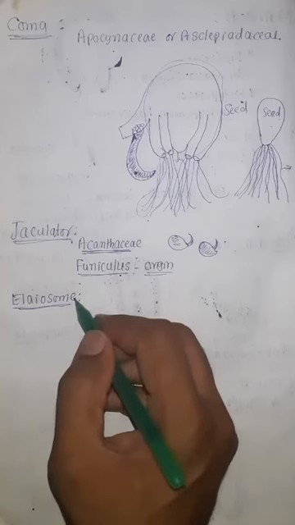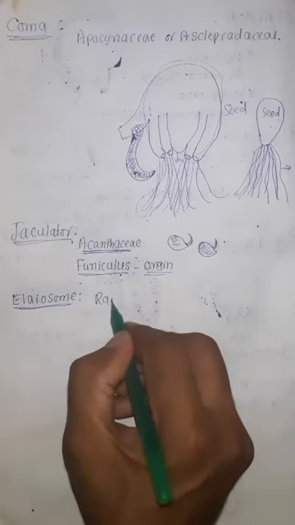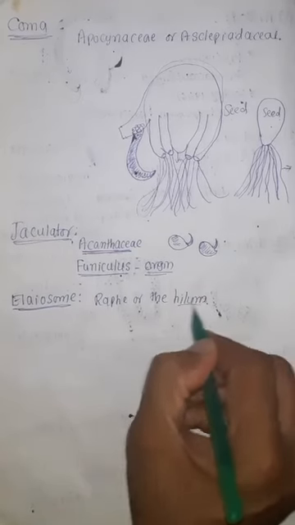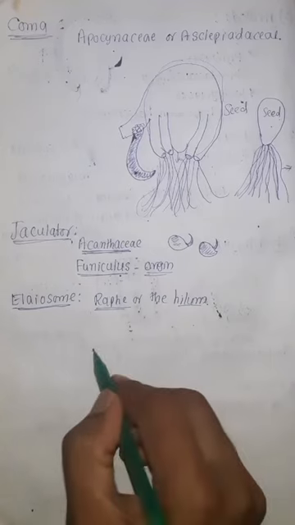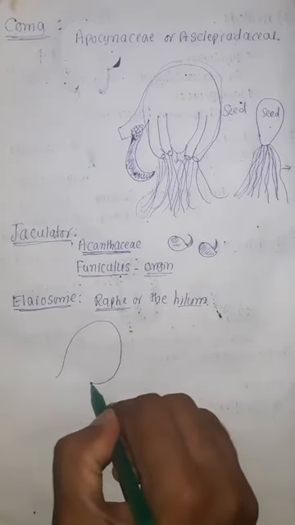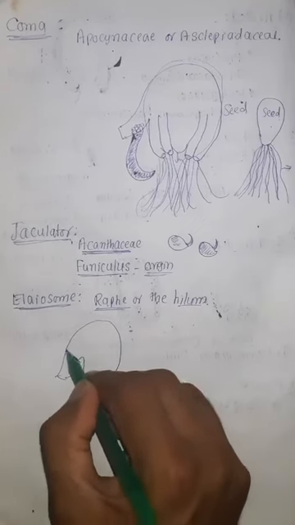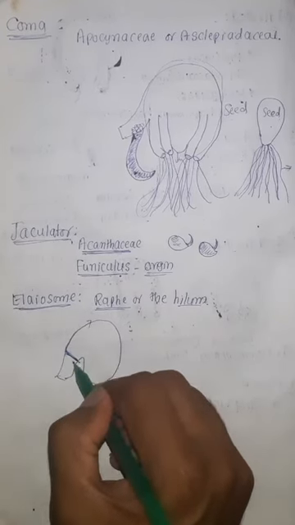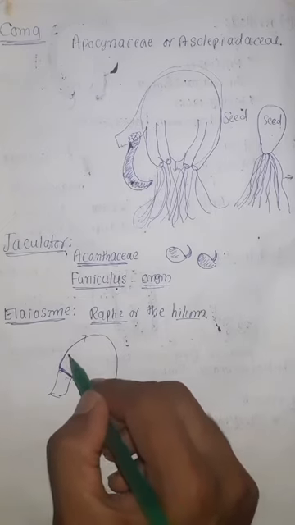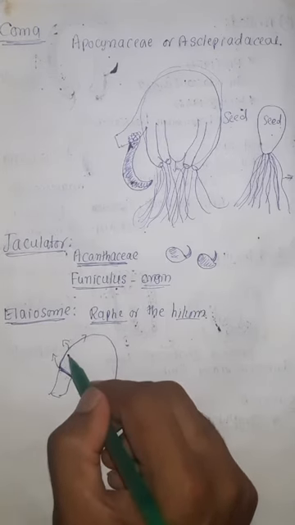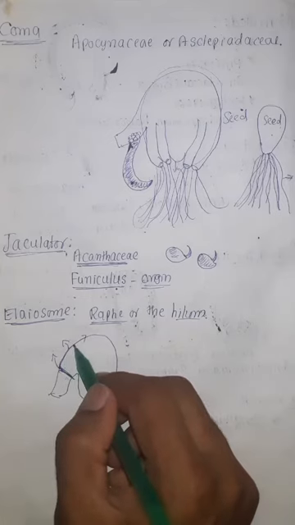Elaiosome, an outgrowth developing from the raphe or the hilum. Okay, we know where the hilum is in the ovule. It is the hilum point, and this portion is called the raphe. In some plants we can see some additional growth from either the hilum or the raphe. From these points, in some plants, some additional growth may happen.